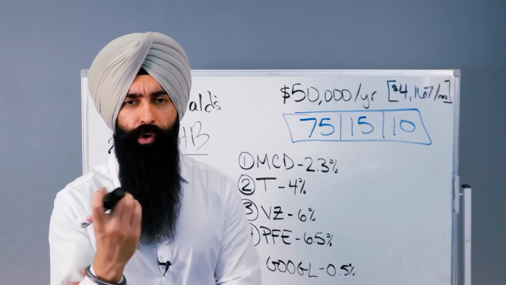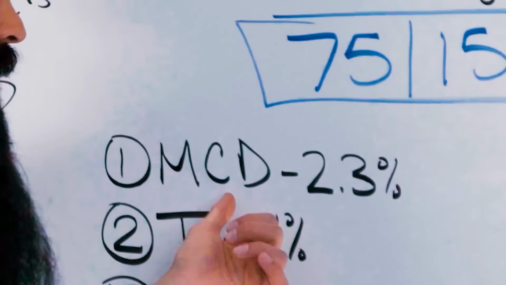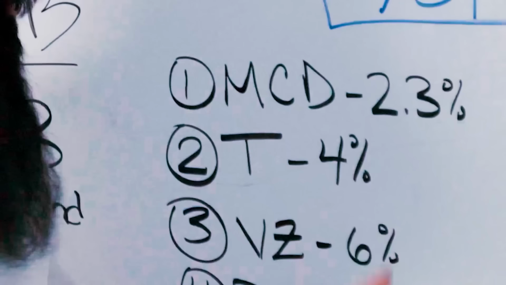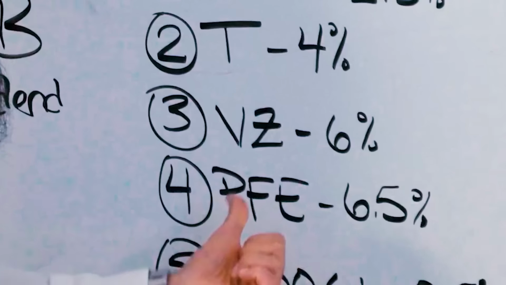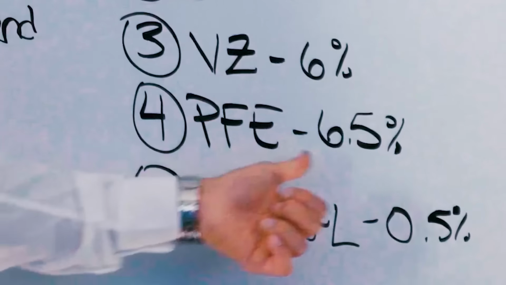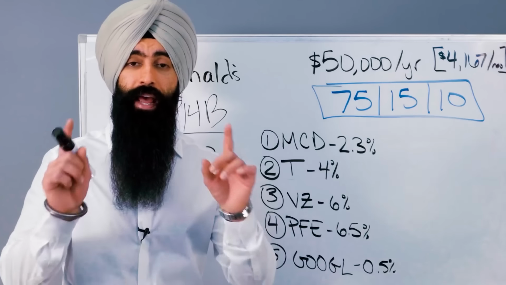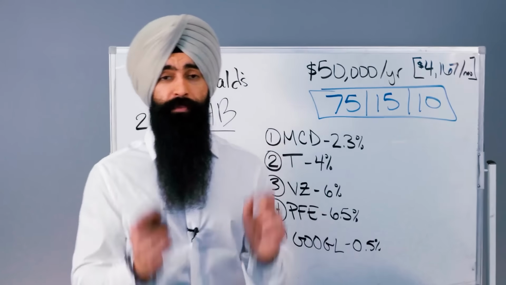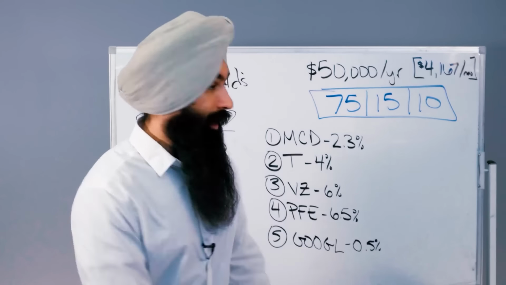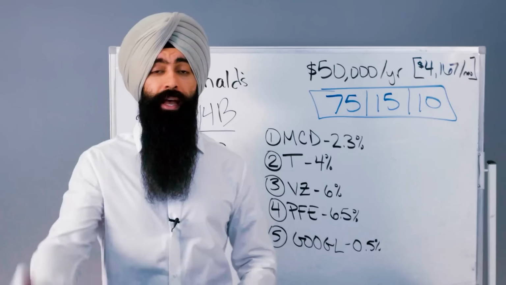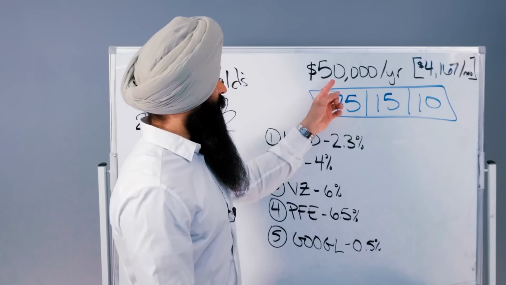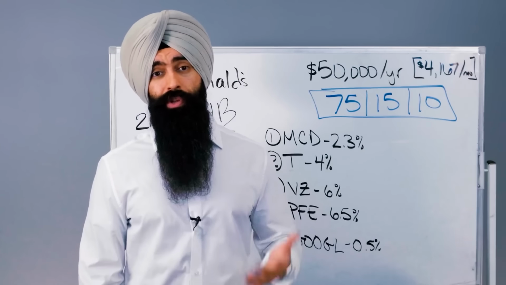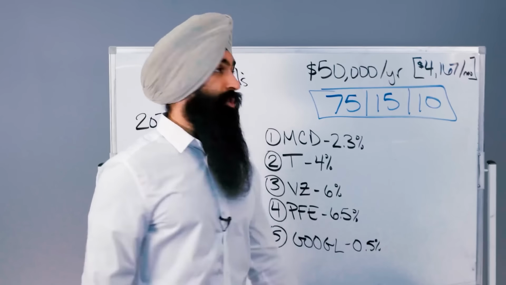Right now, at the time of me recording this video, McDonald's is paying out a dividend of 2.3%. AT&T is paying out a dividend of 4%, Verizon is paying out a dividend of 6%, Pfizer is paying out a dividend of 6.5%, and Google is paying out a dividend of 0.5%, which means if you were to invest your money into any of these stocks today, and your goal is to get this $50,000 a year in cash flow from dividends passively, well, you're going to have to invest a lot of money today to achieve these goals.